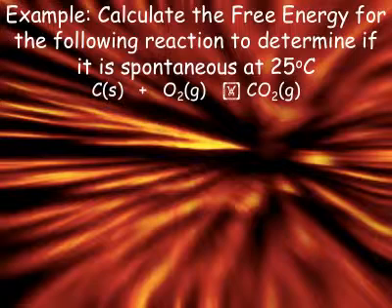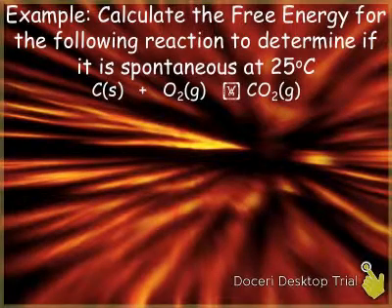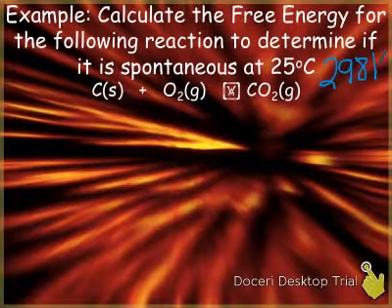So, okay, let's do a nice, pretty, hard one. Calculate the free energy for the following reaction to determine if it is spontaneous at 25 degrees Celsius. Before we even start this process, 25 degrees Celsius, we need what kind of degrees? We need Kelvin. We don't want degrees Celsius. So automatically we have to add 273 to this, which you might as well just get used to. This is going to be 298 Kelvin. 25 degrees Celsius is a standard temperature. So 298 Kelvin, 25 degrees Celsius, same thing.